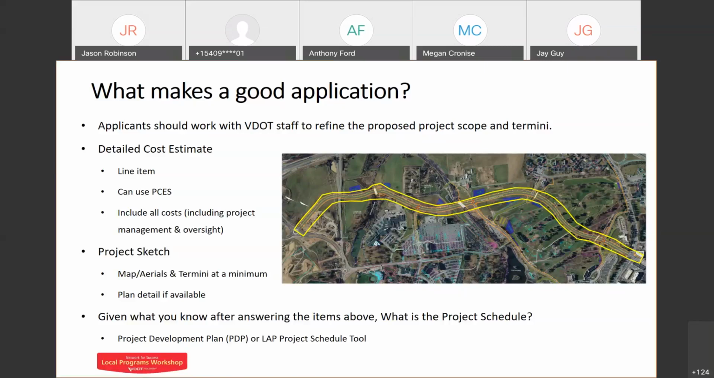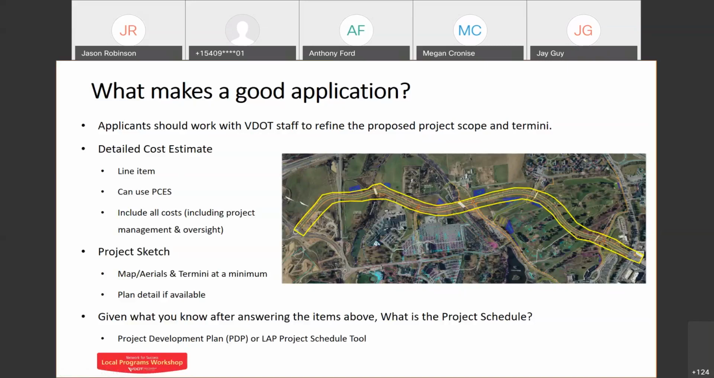A picture's worth 1,000 words. If you can provide us with a sketch, that's always helpful. And if you have plan details, if it's something that's already been studied significantly and you can provide that, that's even better to get in the hands of L&D and our construction teams to really look at what your project is.